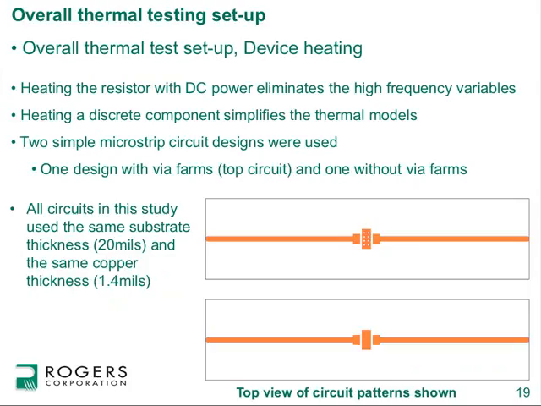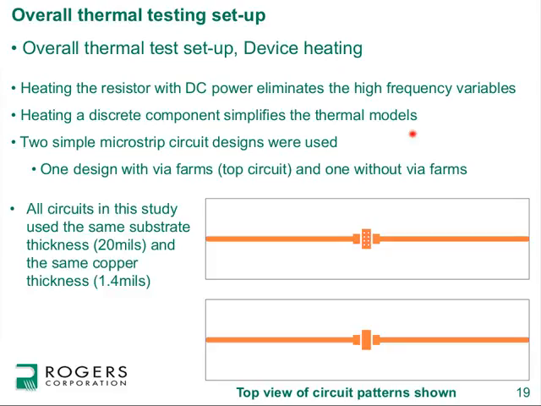So now looking at the device heating experiments and a little bit more about the setup. So one good thing about doing DC heating of a device, resistor in this case, is that it eliminates all the high-frequency variables. So now I don't have to worry about dissipation factor, insertion loss, copper roughness, frequency dependency, none of that. I basically just heat it up, and then I map thermally what happens. And what's nice about that is I'm really looking at the thermal conductivity of the material only. I'm not looking at high-frequency properties of the material. So that's a good thing. Makes models a little bit simpler.